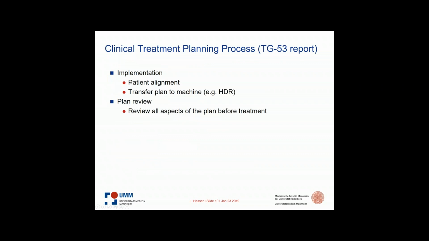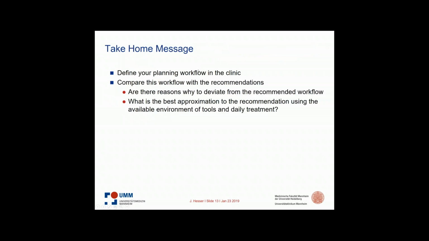Once the patient is on the treatment couch, we align the patient again, and then transfer this plan to the machine. So if you have a machine like HDR, the afterloader, then we have to transfer it there. And before we start the treatment, we review all the aspects of the plan, because in case there is an error, we can stop and replan. So this is the essential approach of how TG53 recommends the planning process.